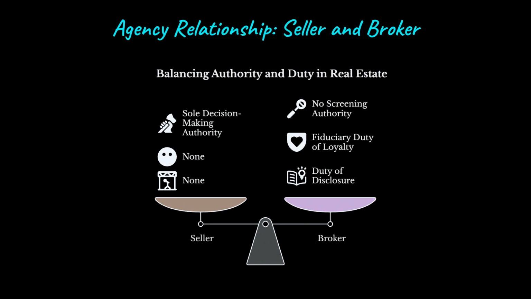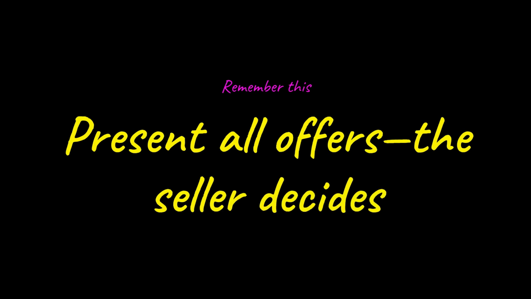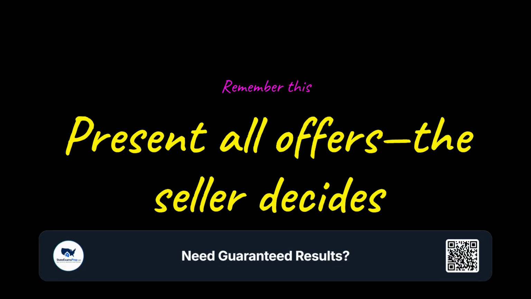Picture the agency relationship itself. The broker is the agent, bound by fiduciary duties of loyalty and disclosure, while the seller is the principal who alone holds the authority to decide among offers. The broker's role is to present, the seller's role is to decide. Whenever multiple offers arrive, including ones below asking price, the broker's duty is simple. Deliver every offer promptly and let the seller decide. The broker presents, the seller decides.